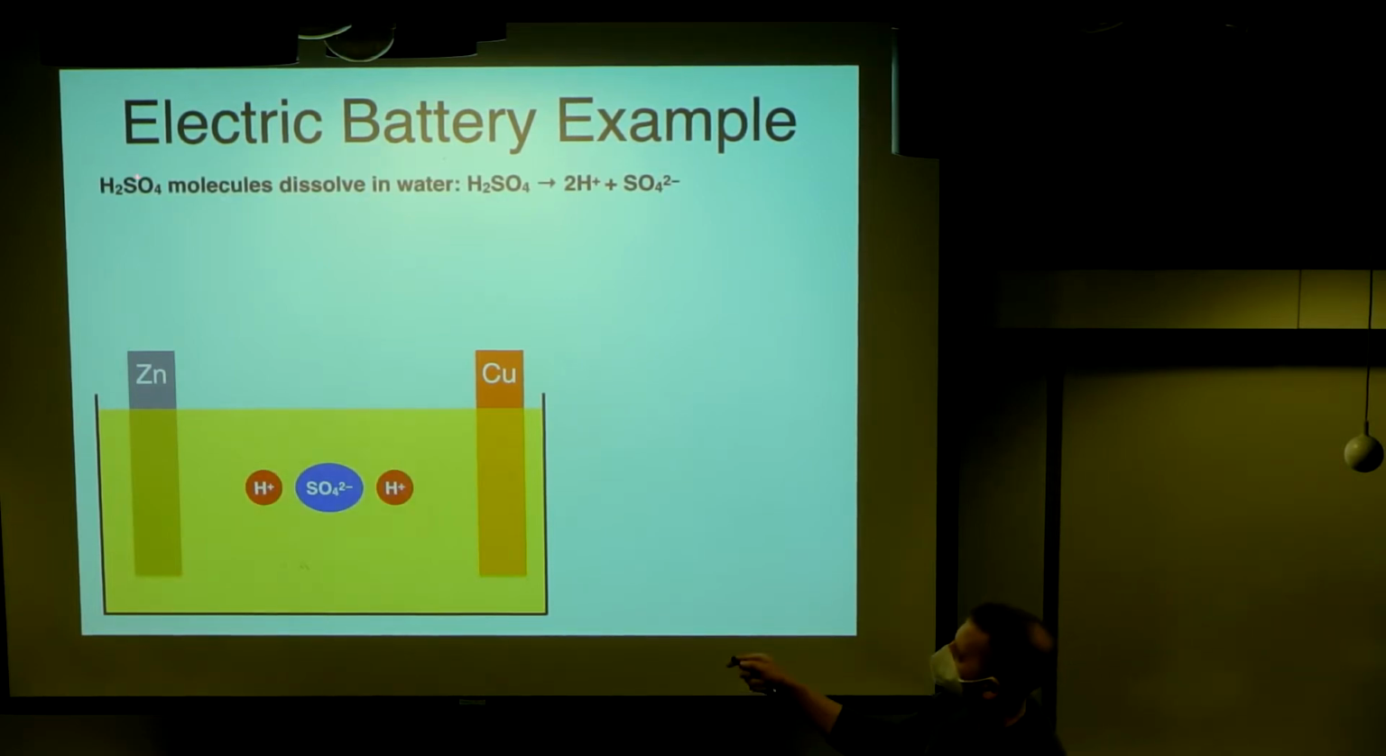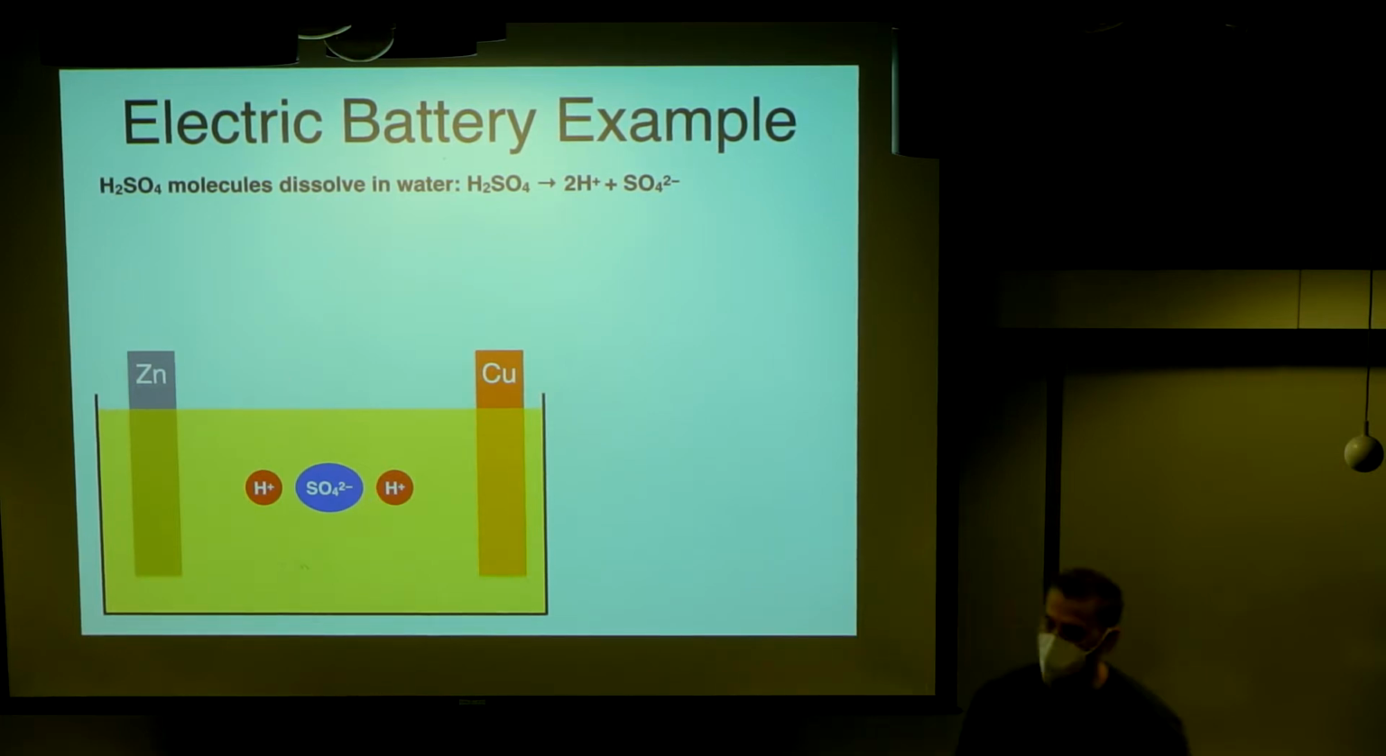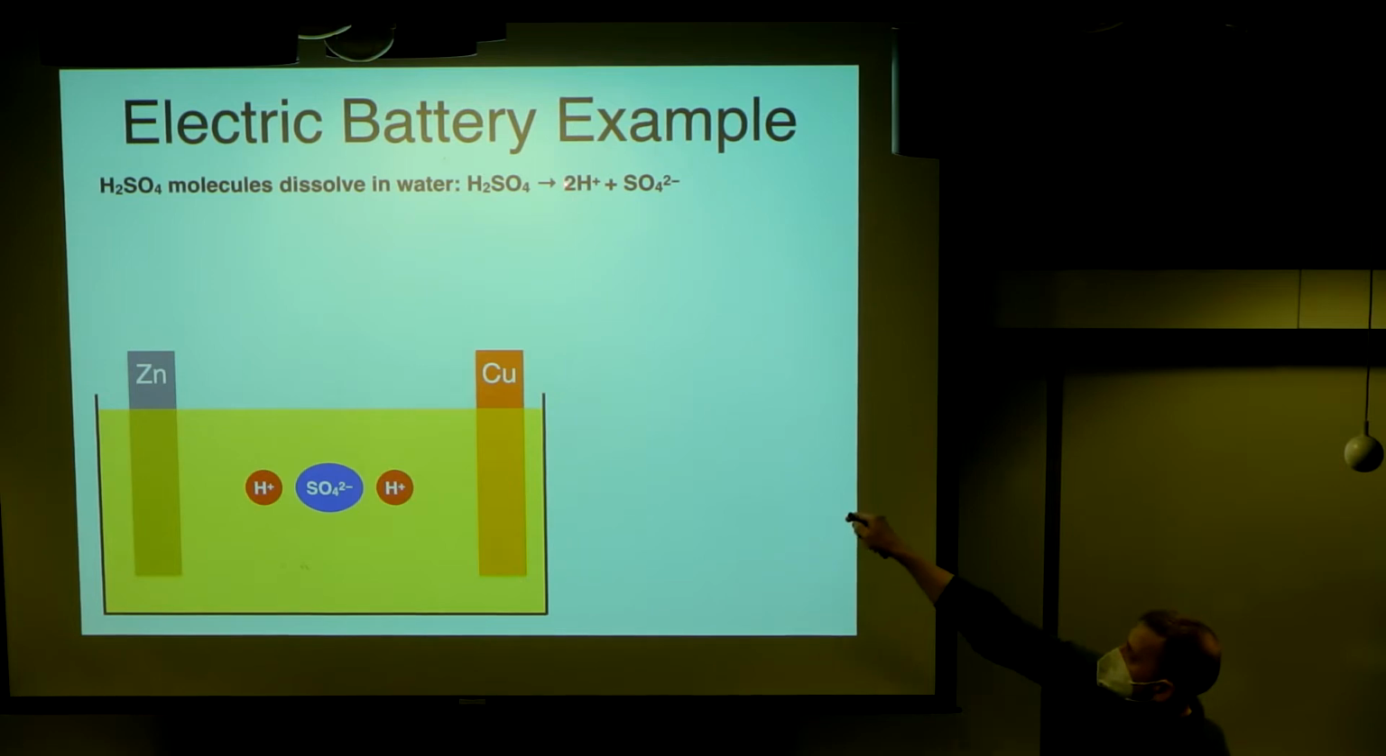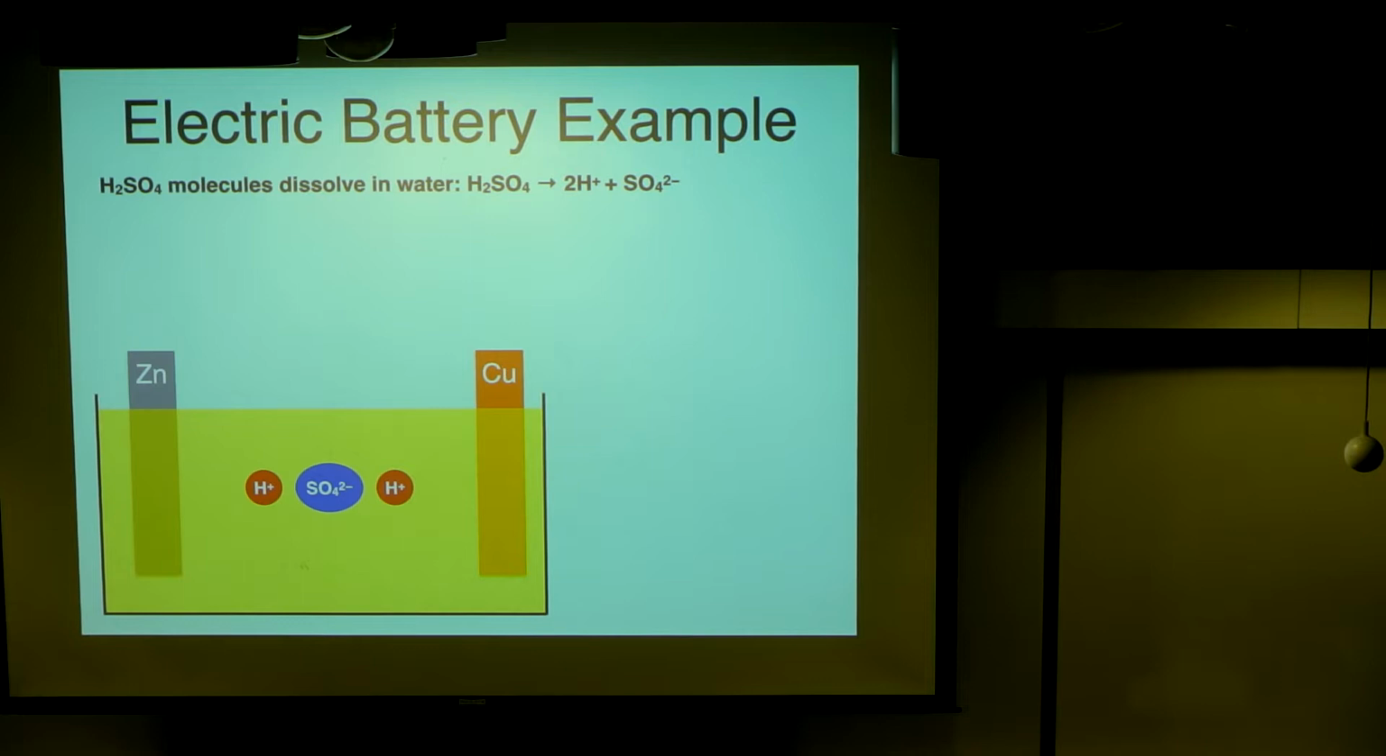H2SO4 is a molecule that, when placed in water, tends to dissolve in this sort of way. It dissolves into two hydrogen ions, which each have a positive charge, and an SO4 ion, which carries a charge of -2. Okay, so overall, there's no charge here, but when it dissolves in water, we end up with these two positive ions and this one negative ion. Okay? All right. So what's going on at the zinc electrode?